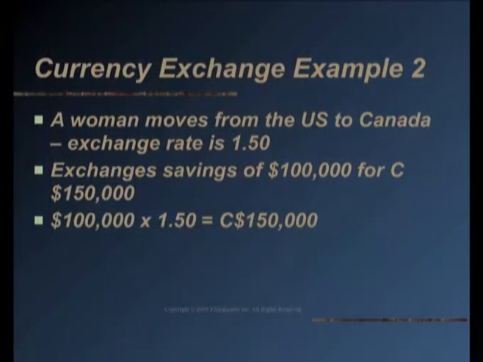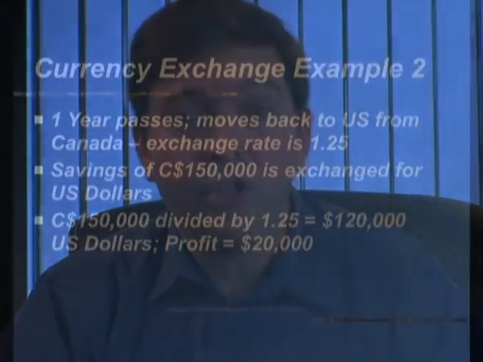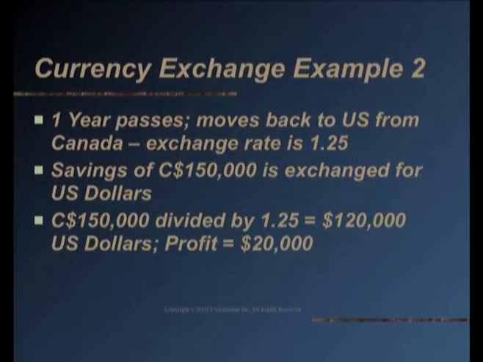She takes 100,000 US dollars, her nest egg, and exchanges it for 150,000 Canadian dollars. So obviously the exchange rate is 1.5. Now, a year passes, and this individual decides, for whatever reason, that she wants to move back to the United States from Canada. She still has her 150,000 Canadian dollars sitting in a Canadian bank, and she wants to exchange that now back to US dollars.